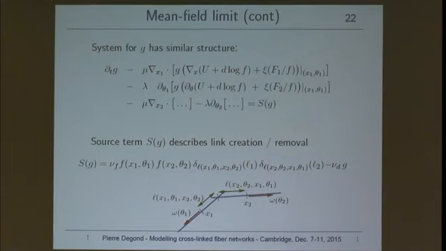Since the length of the crosslinks, the distance of the crosslink to the center of the fiber, is fixed, there is no derivative in L. This term here, the right-hand side, describes the link creation and removal. I'll go back to that later on. But let me comment on this.